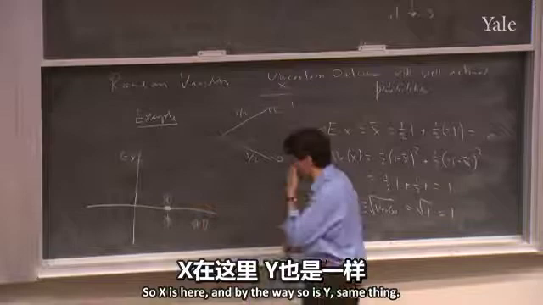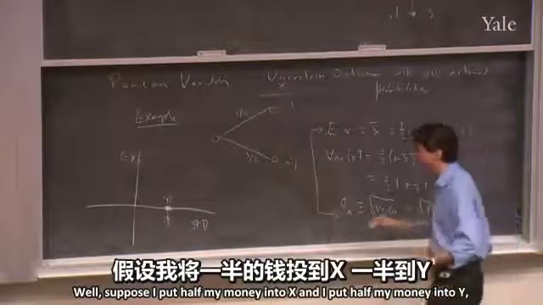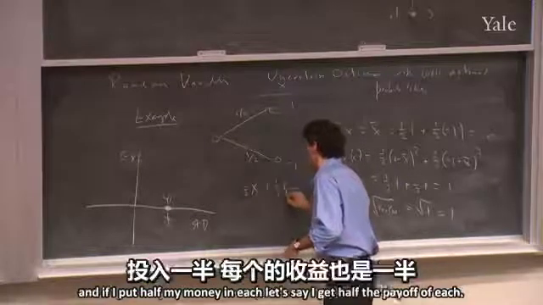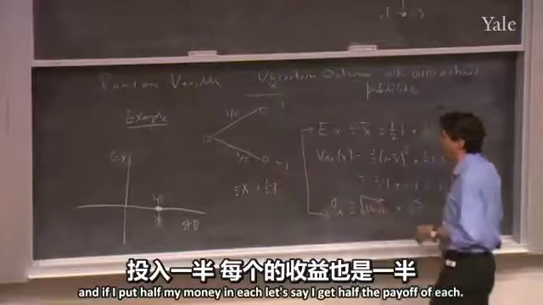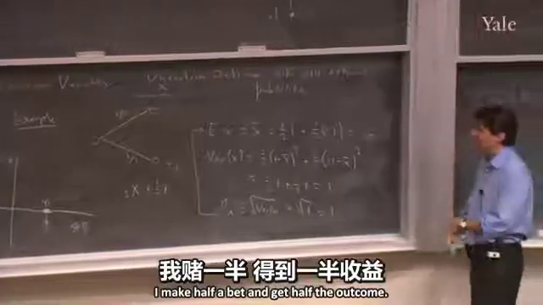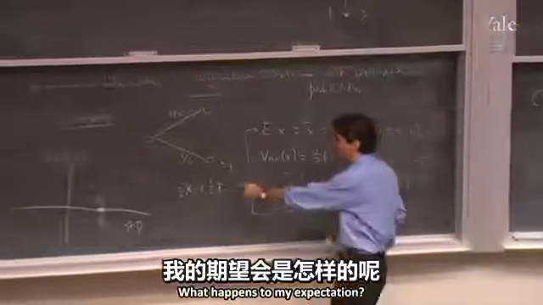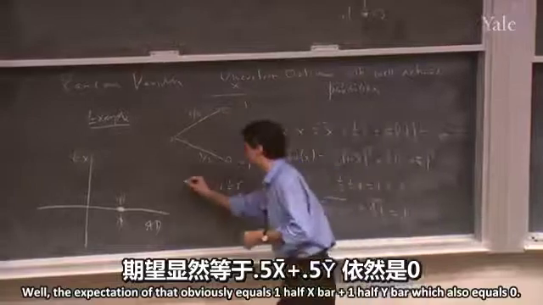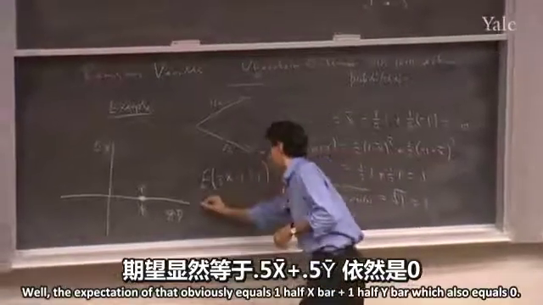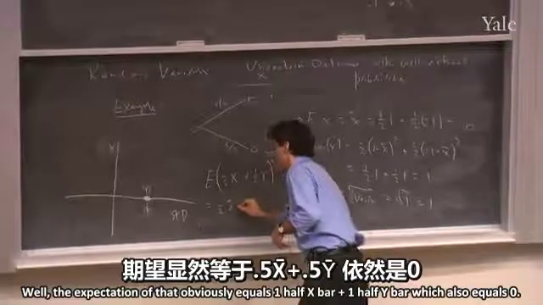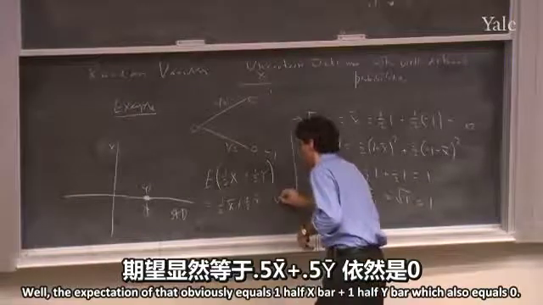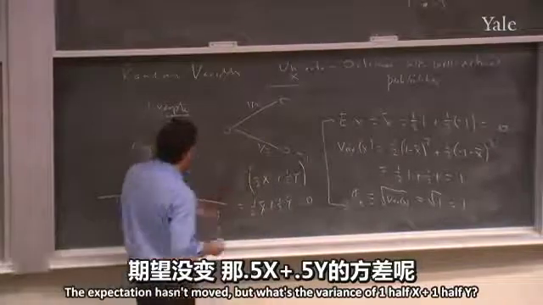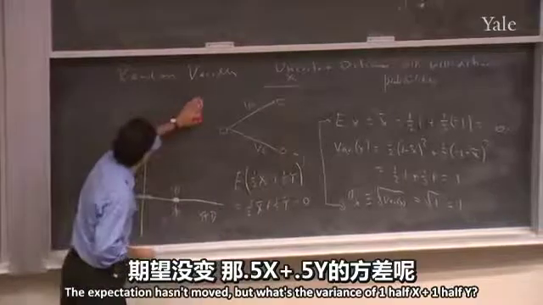Well, suppose I put half my money into x and I put half my money into y, and if I put half my money in each, let's say I get half the payoff of each. Okay, I make half a bet and I get half the outcome. What happens to my expectation? Well, the expectation of that obviously equals a half x bar plus a half y bar, which also equals 0. So it's staying the same. The expectation hasn't moved. But what's the variance of a half x plus a half y?